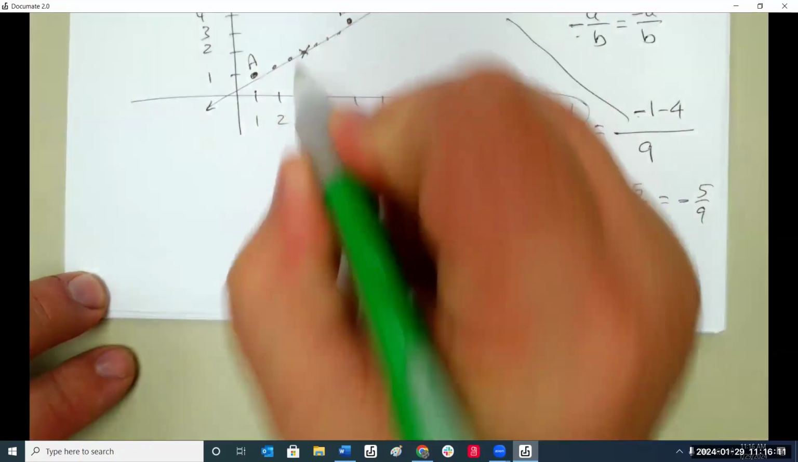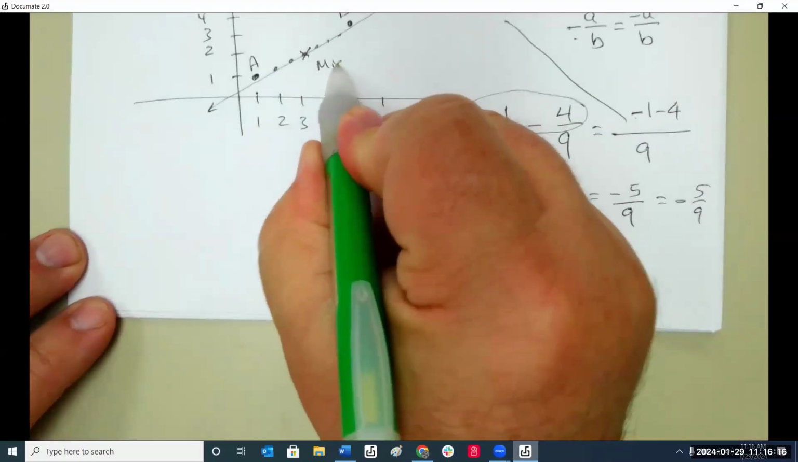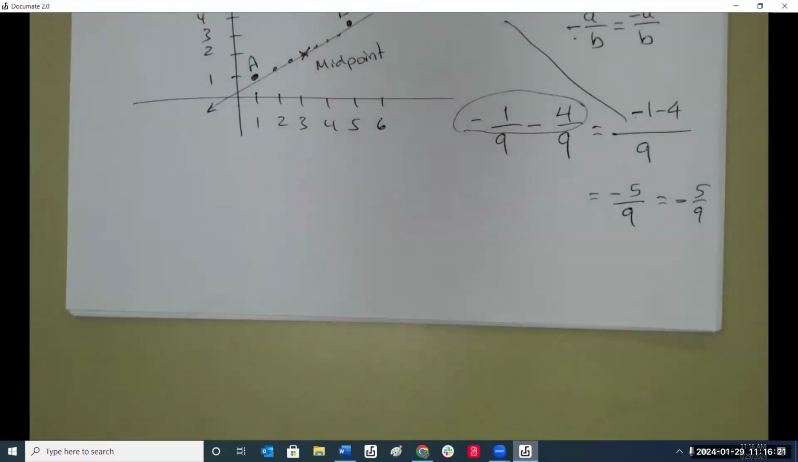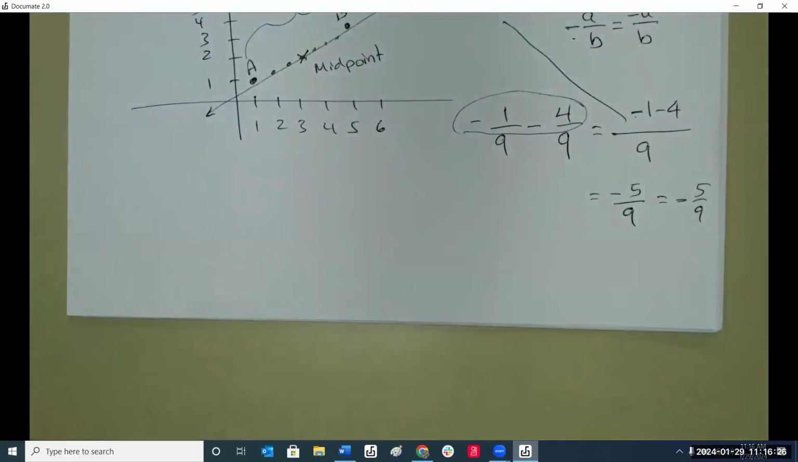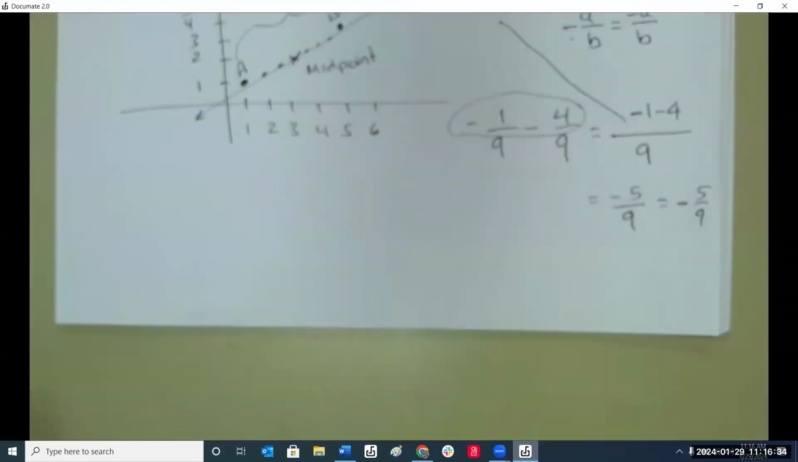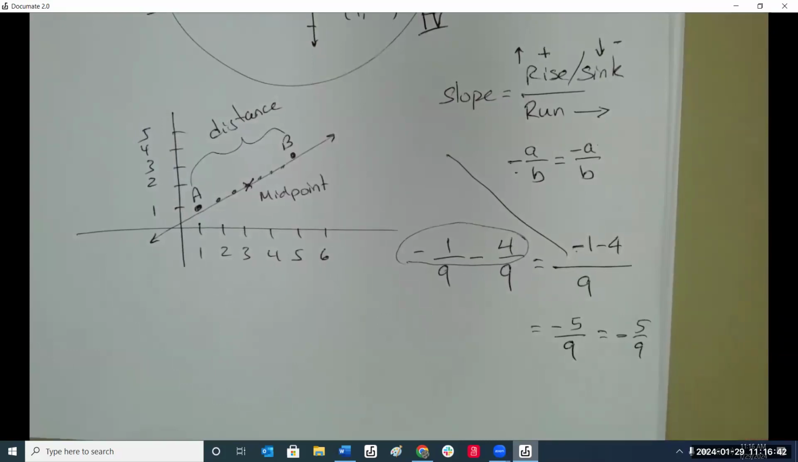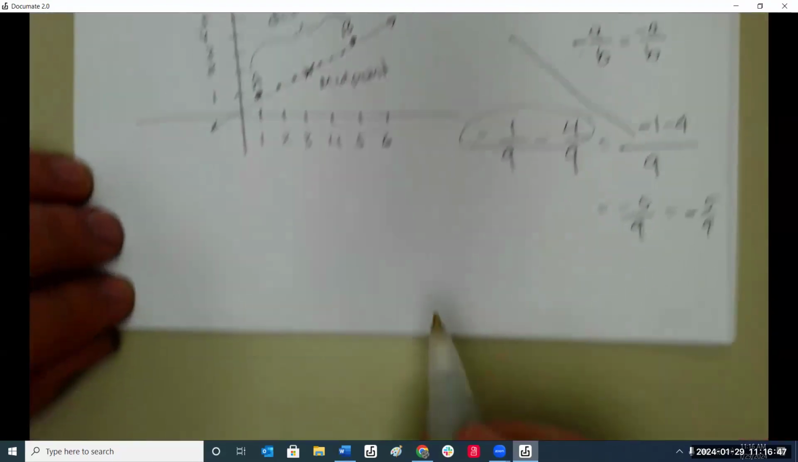What do you call the point that's halfway between there? What do you call the length between two endpoints? And what's going to be interesting is we're going to use the same formulas for lines and circles. That's pretty cool. I think it's cool. Let's see here. So let's first begin with a slope.